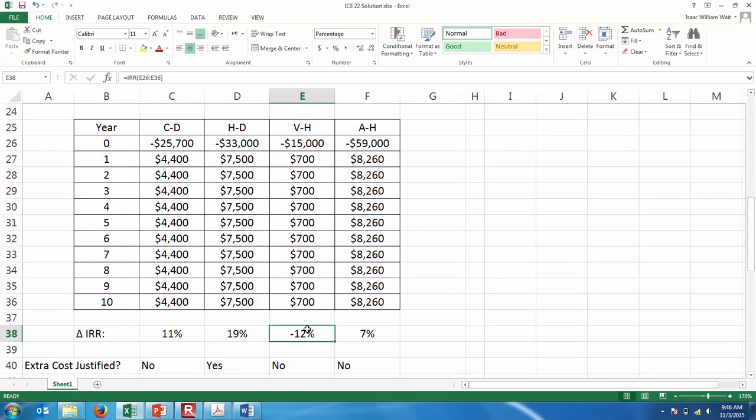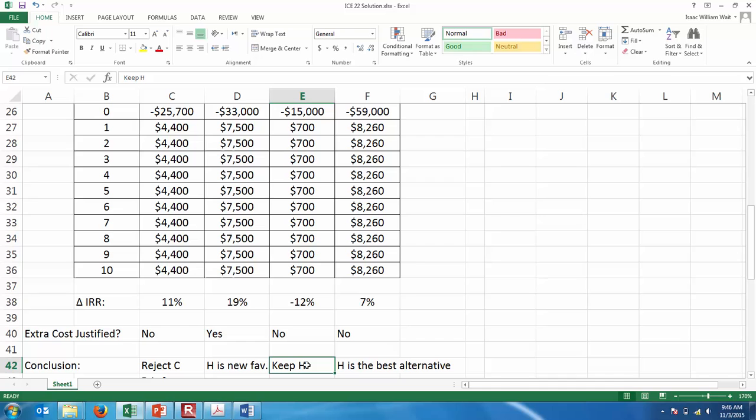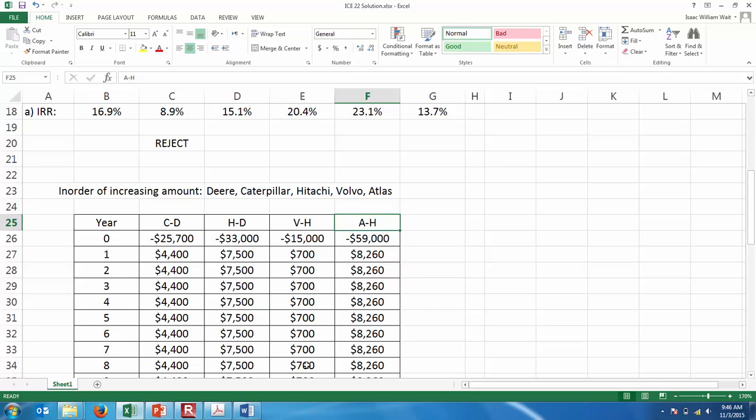What does a negative internal rate of return mean? Well, if you look at it, the total inflows over the 10 years is only going to be $7,000, and it costs $15,000. So even before you consider the time value of money, it's obvious that the Volvo is a terrible investment. The negative IRR tells you the same thing, that you're not even getting your money back, much less additional profit on top of it. So the extra cost, no, is not justified. Conclusion, keep Hitachi.